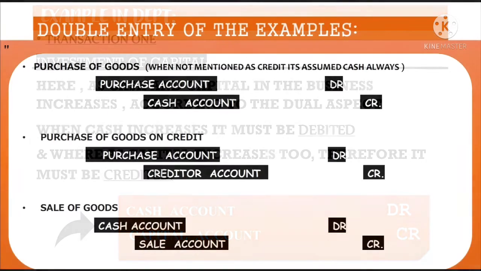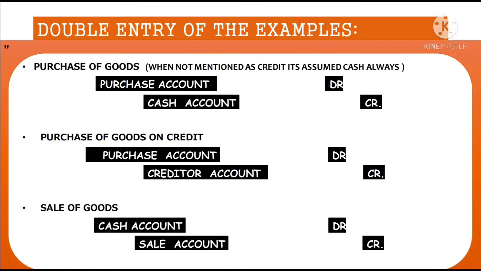Moving on to a few more examples for you guys. The second transaction, purchase of goods. Always remember, unless it's mentioned as on credit, consider it as cash. Double entry: purchase account debit, cash account credit. Third transaction, purchase of goods on credit. Double entry: purchase account debit, creditors account credit.